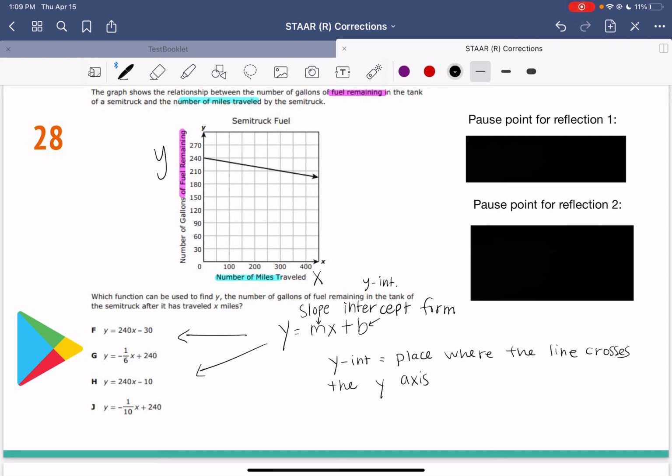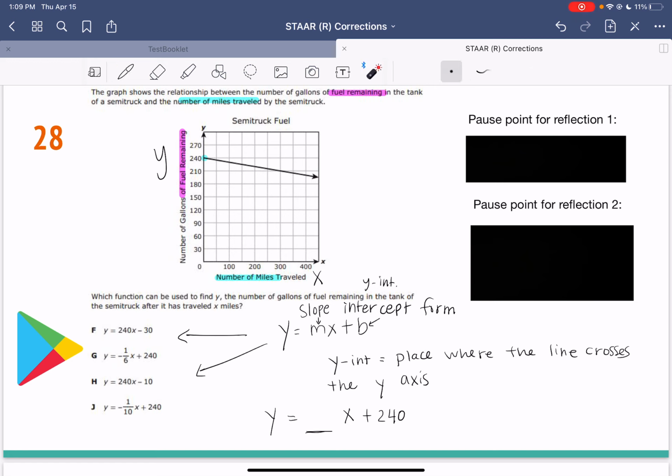And when we look at our graph here, we see that the line crosses the y-axis at 240. So that is going to be 240 as our y-intercept. So we still have y equals blank x, so we need to find our slope. In order to find slope, we need pretty points.